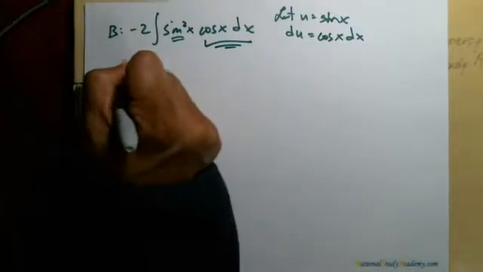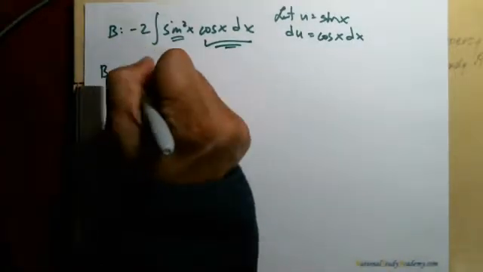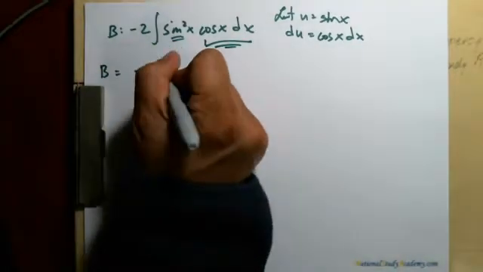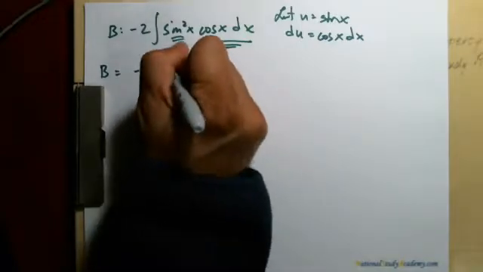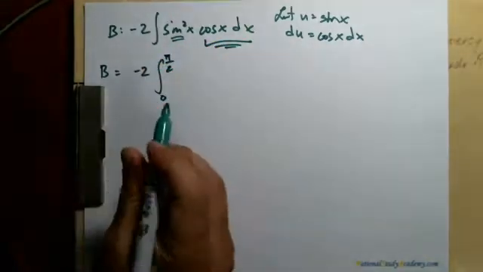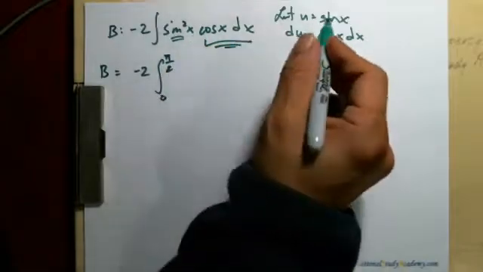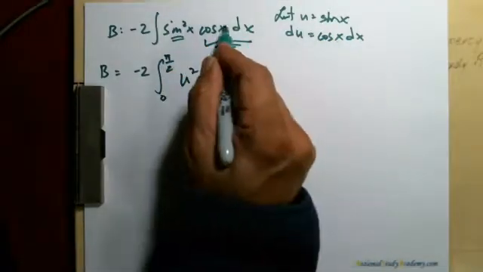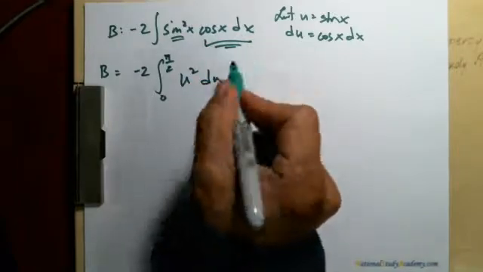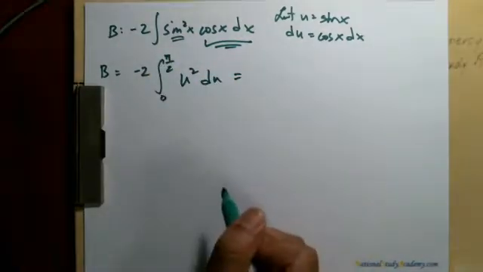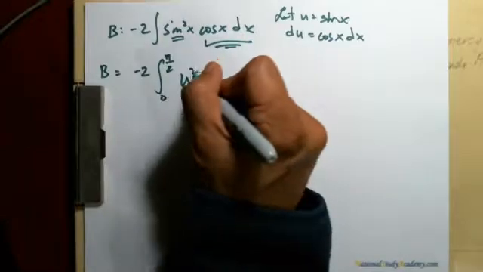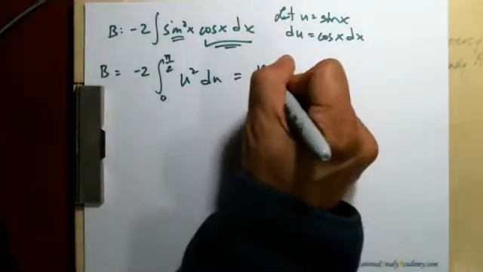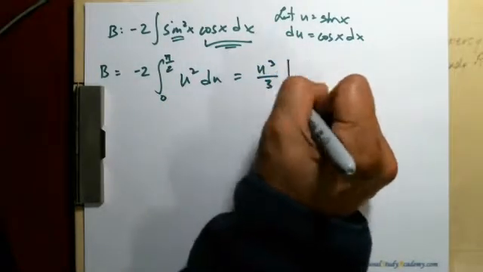So it becomes negative 2 times the integral from 0 to pi over 2. I forgot to put the limits. Sine of x was u, so it becomes u squared. Du was cosine of x dx, so we're going to leave it like that. And we know how to do that. It's pretty simple. We add 1, divided by 3: u cubed over 3.